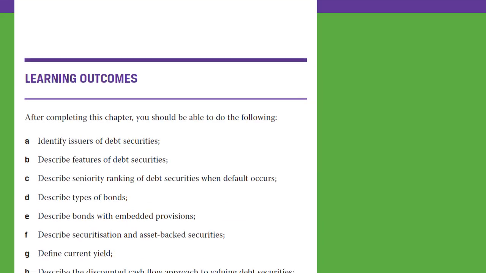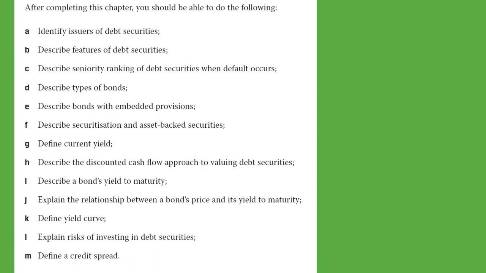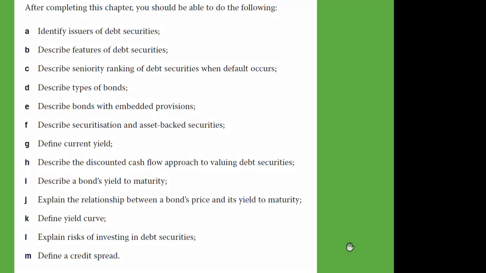And if we scroll down and look at the learning outcomes for this chapter, we can see that you should be able to identify issuers of debt securities, so that's governments and corporations, describe features of debt securities, describe seniority ranking, etc. Again, supplementary reading if you want to read up more about bonds, and I highly encourage you to do the CFA Institute Investment Foundations program. It's free. You can earn the certificate, 20 chapters. One of the chapters is on debt, so why not read this chapter while you're studying the topic at college to help complement your understanding.